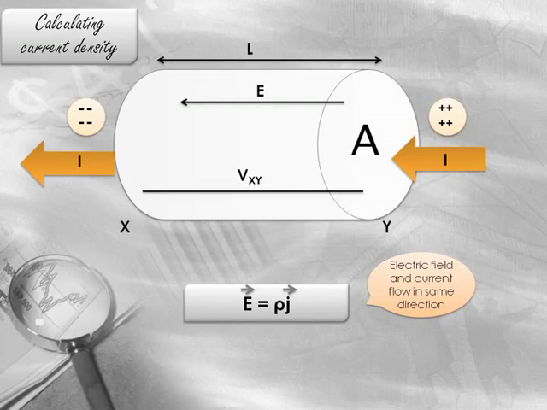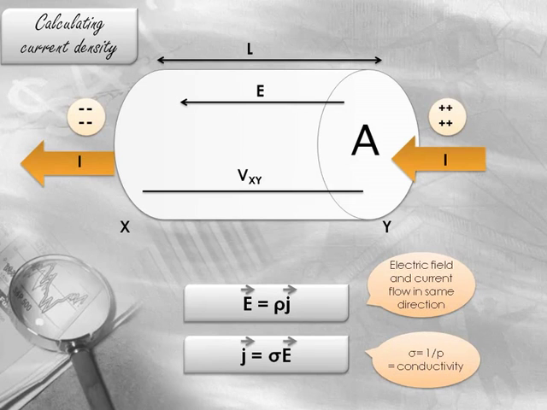So if I want to represent J in terms of E, instead of E in terms of J, we just bring this ρ to the other side and get this. This sigma term here is the inverse of resistivity. We call it the conductivity of the conductor.